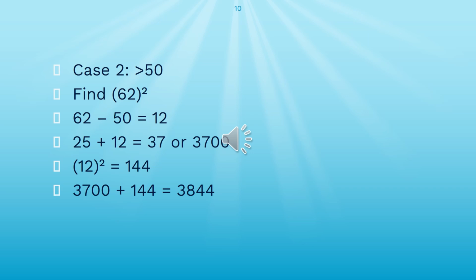Next, we need to square the distance. Now the distance is 12. Squaring 12 is 144, and we will add 144 to 3,700 to give us 3,844.